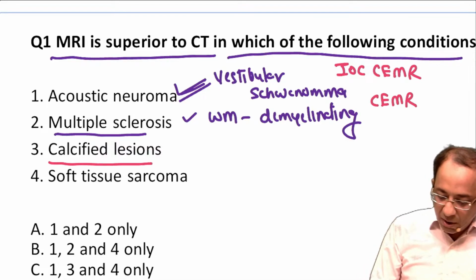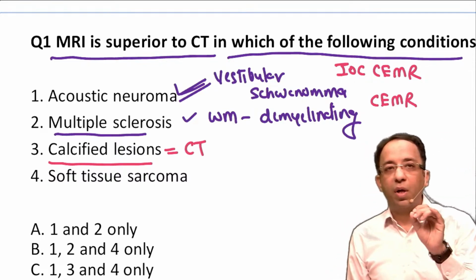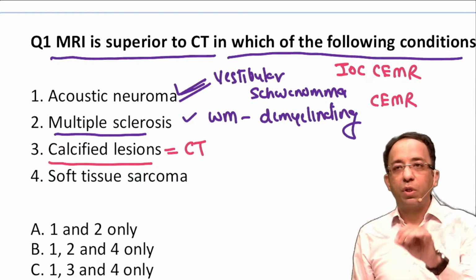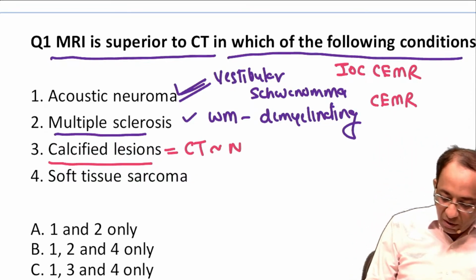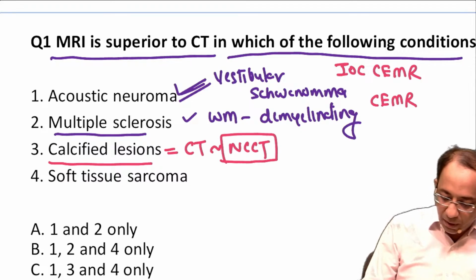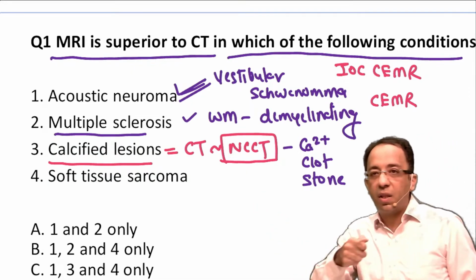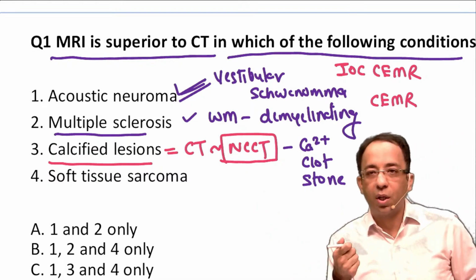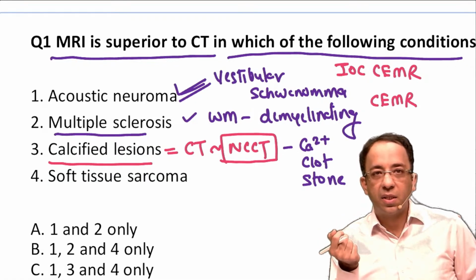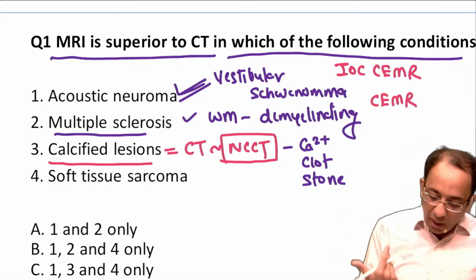Calcification. C for calcium, C for CT. Any part of our body where you have calcification, you always do a CT. And the preferred CT for calcium, brain hemorrhage and stone will be NCCT. Let me repeat. NCCT is preferred for calcification, clot and stone. So you saw this question last year in the INICET paper also. Urinary stone. The answer is NCCT. And demyelinating illness, contrast MRI.